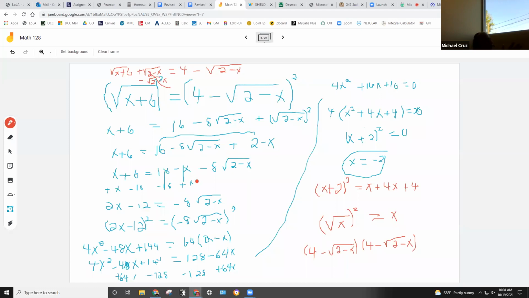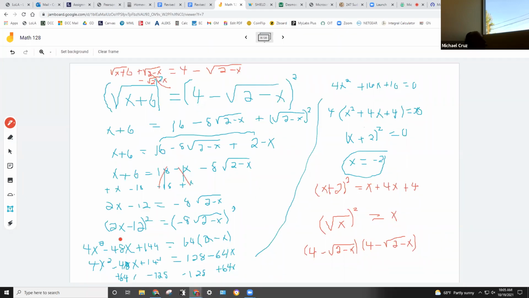All right, now what I'm trying to do is isolate this radical by itself and then put everything else on the other side so it's not such a big pain in the neck to square it, because we're going to have to square it again to get rid of this. So once we get the 18, we subtract 18 on both sides. So here it's gone. And we had a negative x, so we subtract the x, and it's gone. And over here, it's just going to be 2x, and the 6 minus the 18 is minus 12. And then we're left with negative 8 times the square root of 2 minus x.